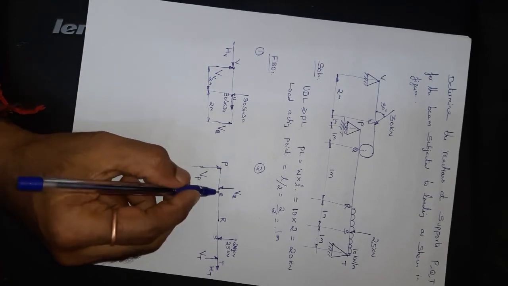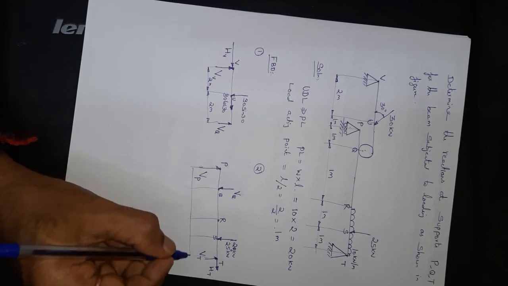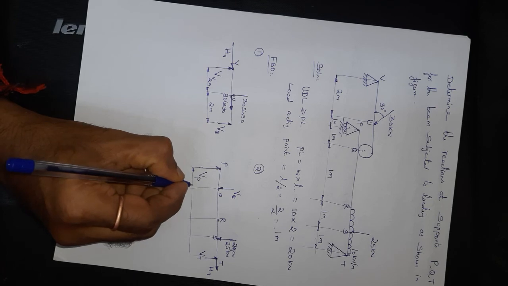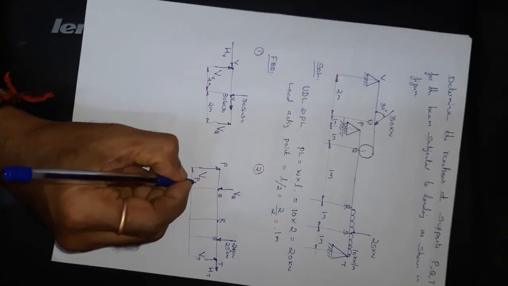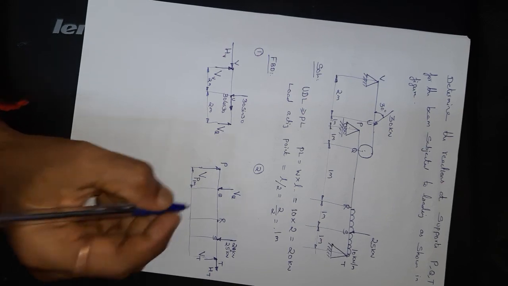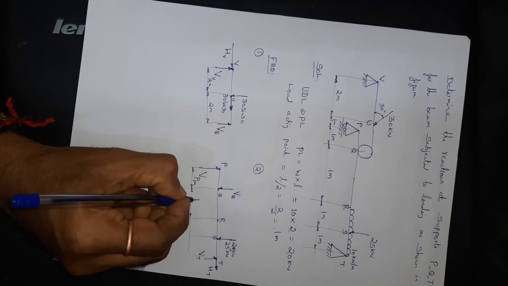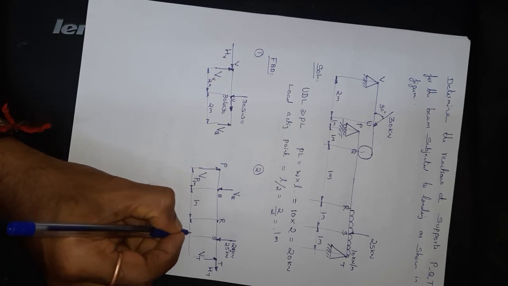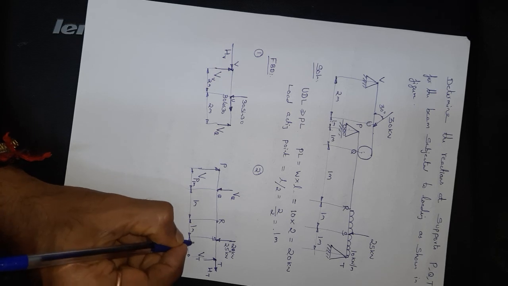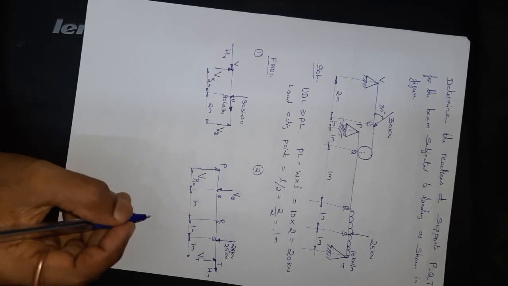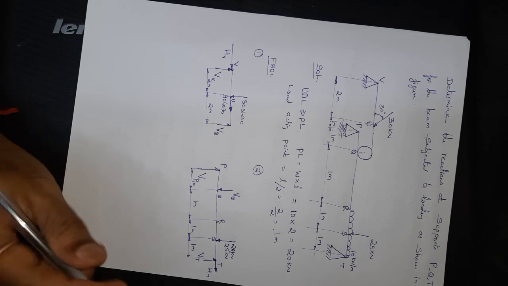Now I need to specify the distance between each point. So P to Q is 1 meter, and Q to R is 1 meter again, and R to S is 1 meter, and S to T is also 1 meter. Got it? So now from where do you have to start?